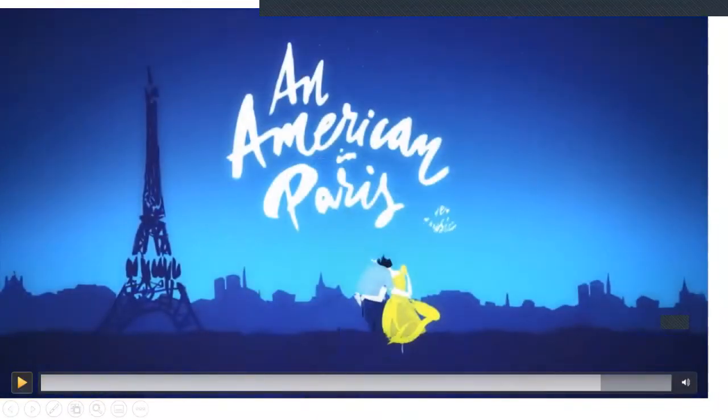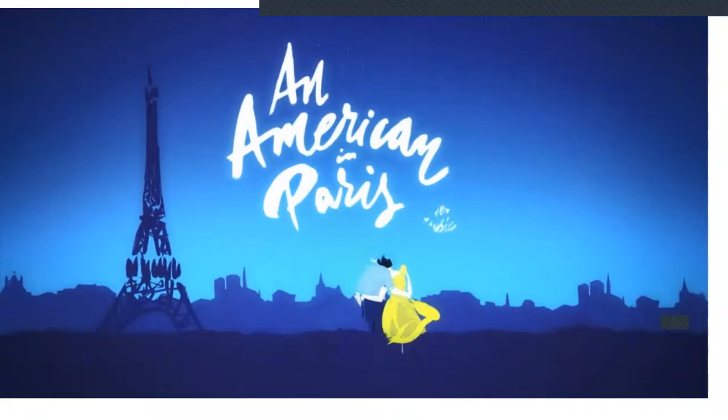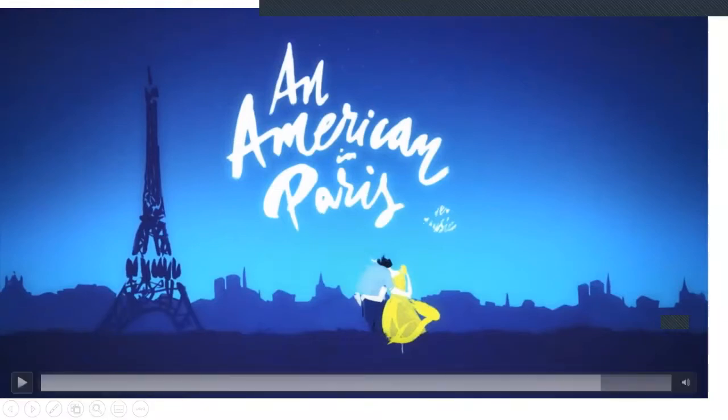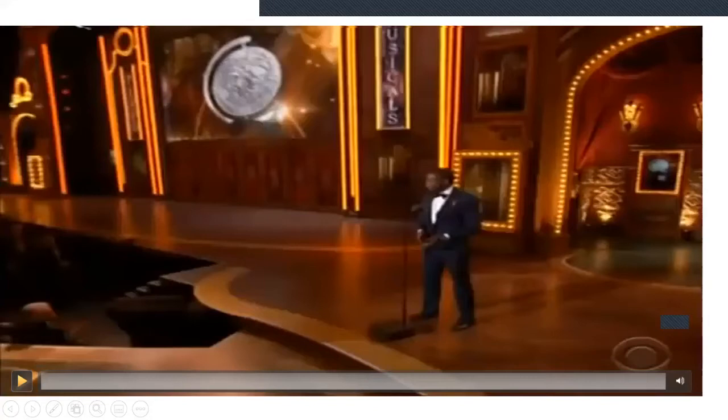One of the interesting things about An American in Paris was the use of the backdrops that were from photography. It really was a brilliant recreation of Paris at the time, and it really gave the mood of what it was all about.